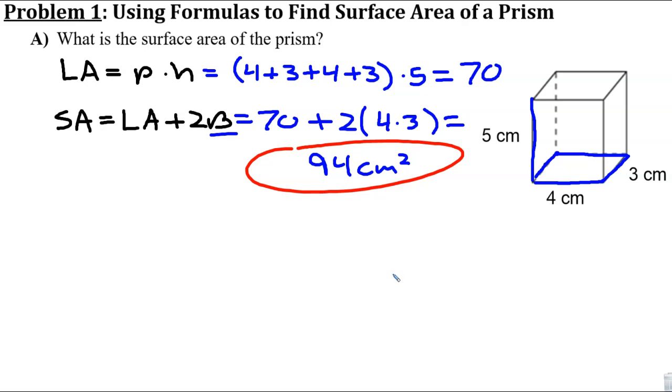All right, that's how to find the surface area of a prism. Okay, that's part B. Your note guide also has a part A. Take a minute, pause the video, work through that problem, and then get your answer checked before we move on to the next question.